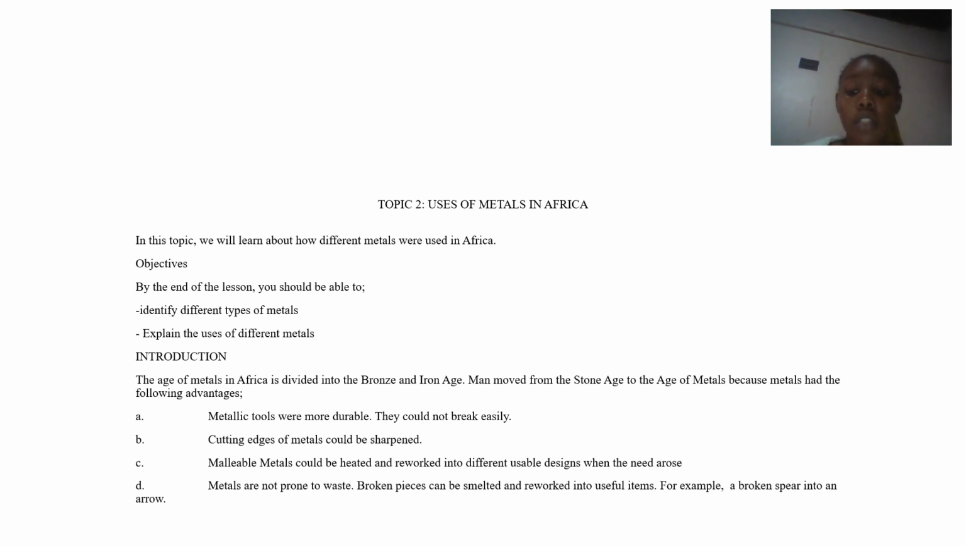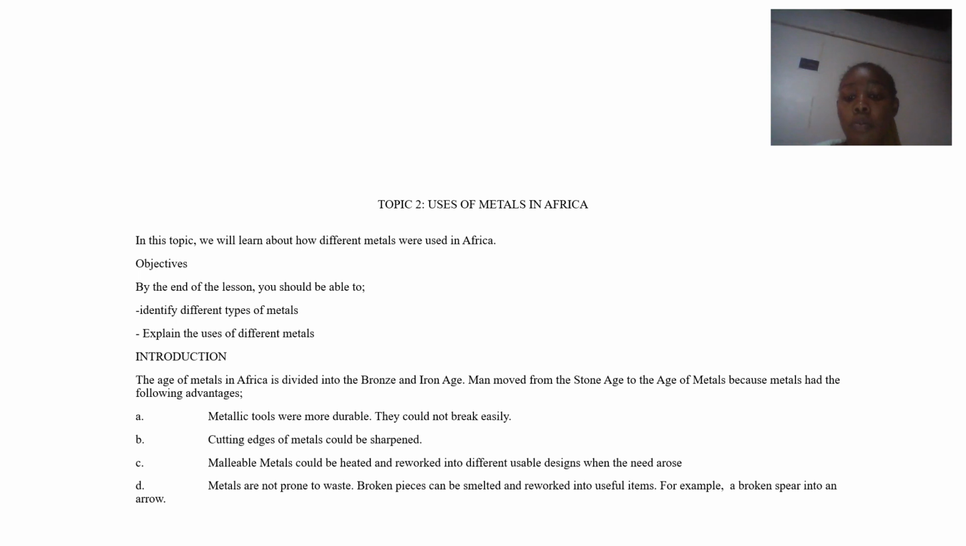Then the objectives of this topic. By the end of the lesson, you should be able to identify different types of metals and explain the uses of different metals. Then a simple, basic introduction. The age of metals in Africa is divided into the Bronze Age and the Iron Age. So we basically had two divisions of the metals, the Bronze Age and the Iron Age.